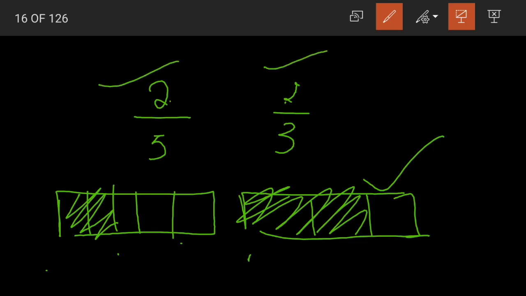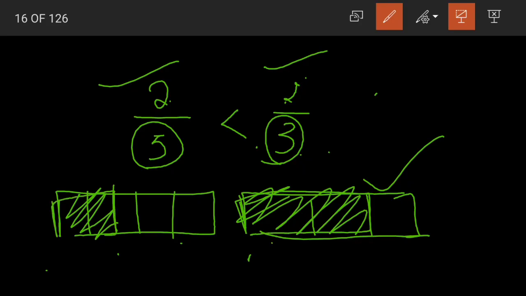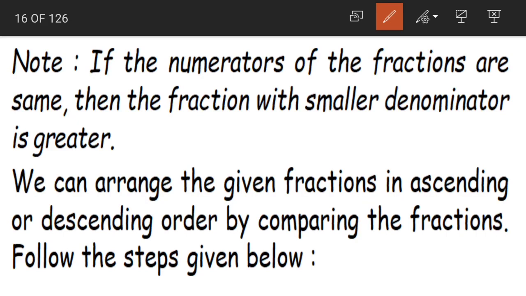See, here the numerators are same. So when we are comparing the denominators, the fraction with the smaller denominator will be the greater fraction. See, 2 by 3 here is greater in area than our 2 by 5. Understood children? Diagrammatically also it's clear, right? The fraction with the smaller denominator will be our greater fraction. But in case of different numerators and same denominators, the fraction with the greater numerator will be our greater fraction.